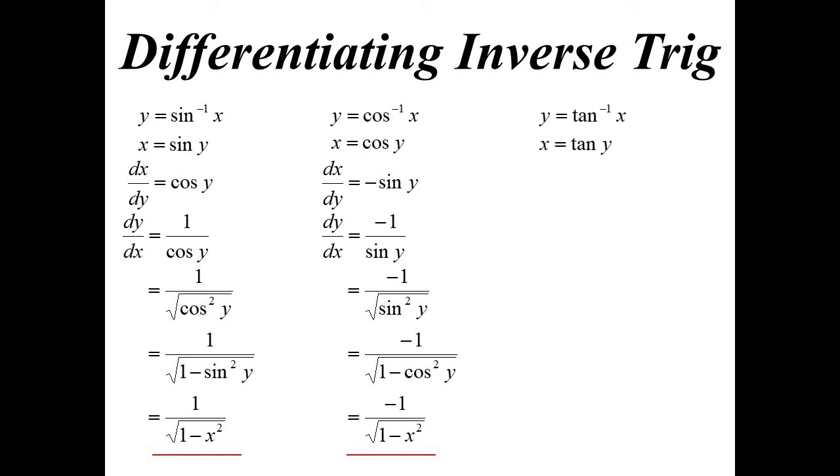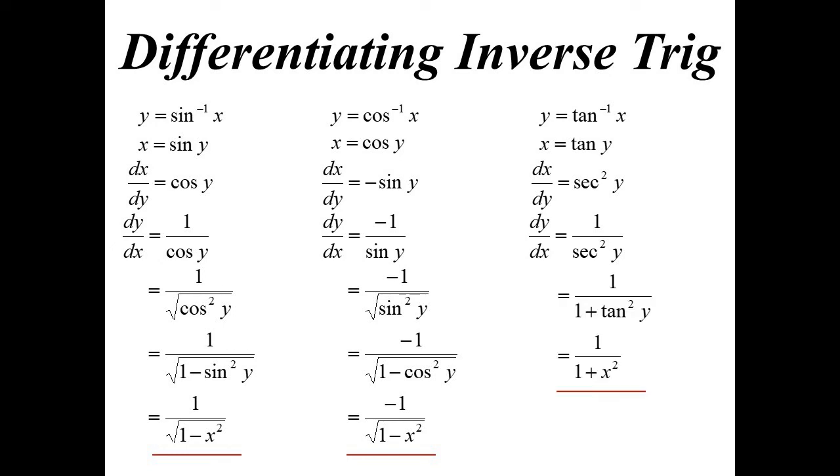x equals tan y. Now when we differentiated tan, it went to sec squared. So dy/dx is 1 on sec squared. How do I get x back in there? Now x is tan. How do I turn sec squared into tan? Again, trig identity. We know 1 plus tan squared is sec squared. So this one doesn't have the square root because we had sec squared rather than just sec. So we get 1 over 1 plus x squared.